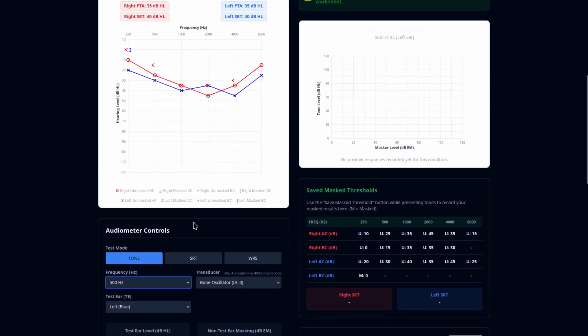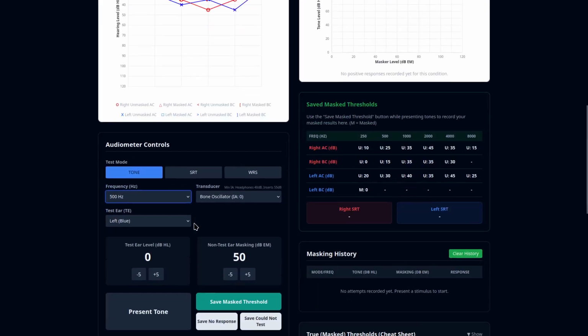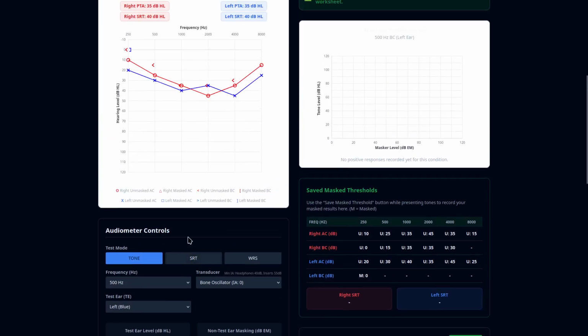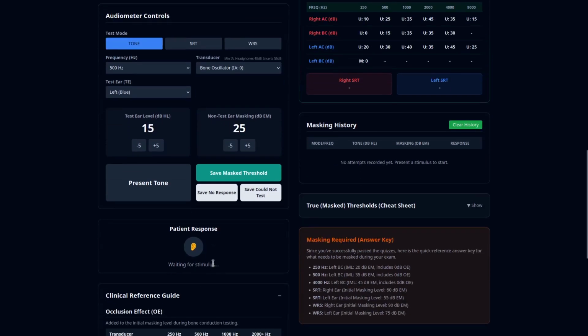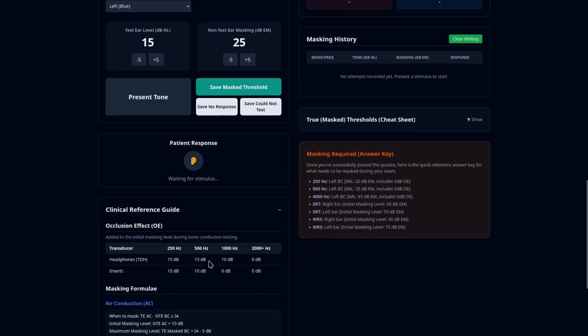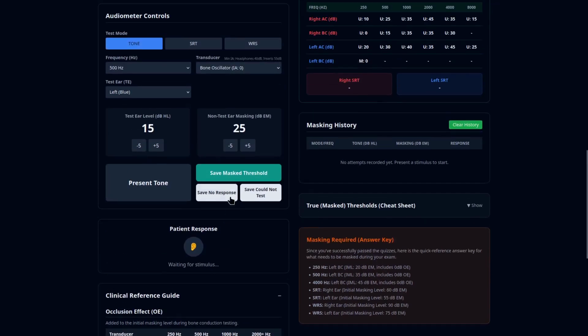Okay, initially our unmasked bone conduction threshold is 15 dB. So we'll put it at 15 dB. Our non-test ear is the right ear. It was at 25 dB. So starting at 25 dB, plus our occlusion effect we've got is 15 dB as well, bringing us up to 40 dB. And we can see our cheat sheet here.